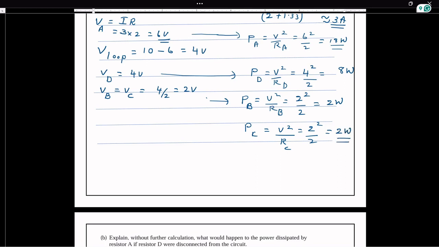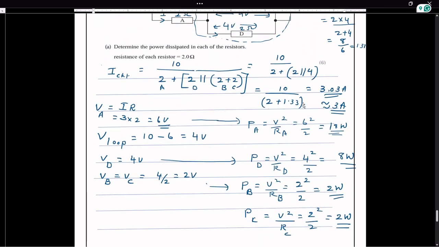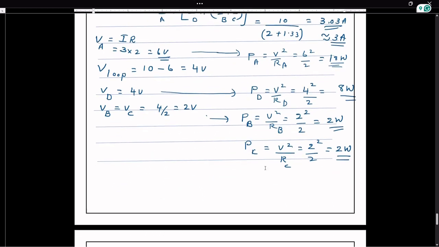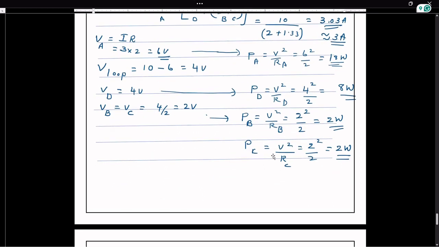So this is the power rating of each one. This is 18, this is 8, 2. So we calculated the total current, then we calculated the voltage across the first resistor, that is A, then the voltage of the one branch, then the voltage of the second branch, and the corresponding power dissipations we calculated here.